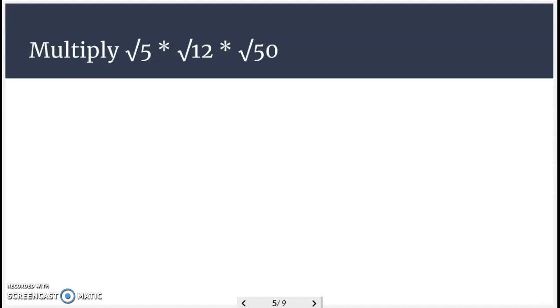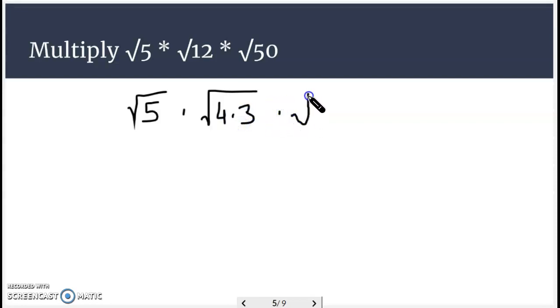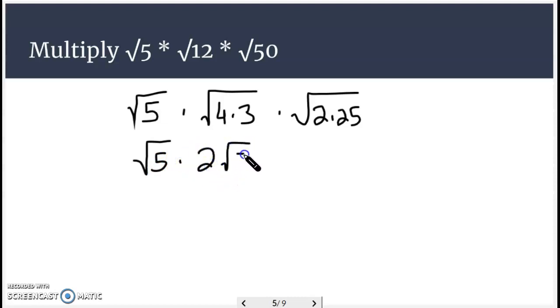Let's look at another one. Square root of 5, square root of 12, and square root of 50. Let's first break each one down the best we can. Four times 3 and 25 times 2. The square root of 4 is 2. Square root of 3 we leave there. Square root of 25 is 5, and then we have the square root of 2.